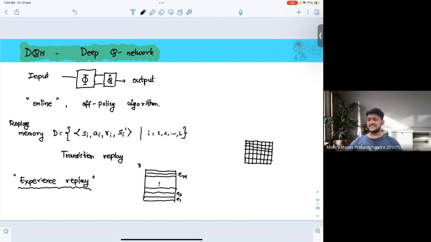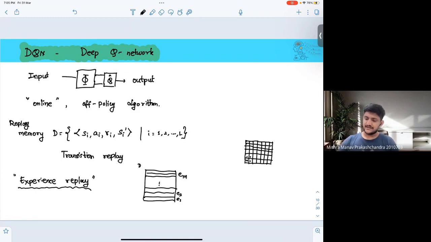So if this grid world was very, very large, this particular state and these four states might have been correlated, because for that particular state, the actions, rewards and next state would have been more or less similar, right? For a large space. But when I do experience replay, meaning I sample experiences randomly from the buffer.